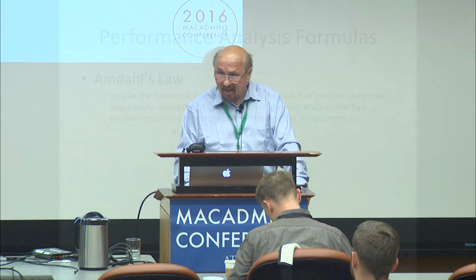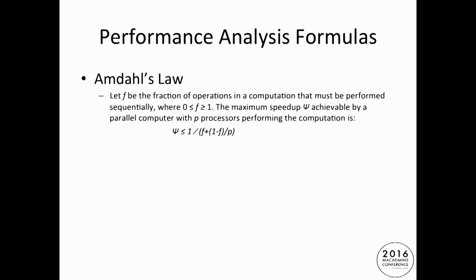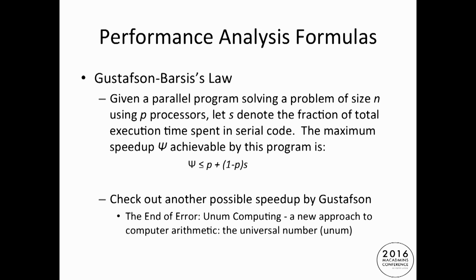So I'll just briefly go over these performance analysis formulas. Amdahl's law is, if you put in the values for this, I'll give you how to actually put in the values, the maximum speedup of the program. Gustafson-Barsis's law: given a parallel program solving a problem of size n using P processors, the maximum speedup achievable by this program is this formula. So you can see it's just the processors plus 1 minus the number of processors times the fraction of the total execution time.